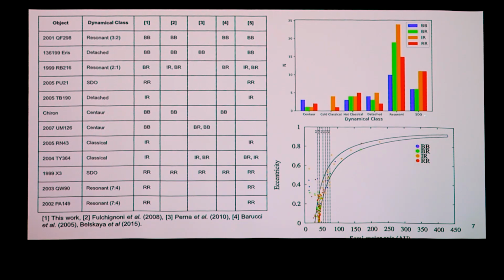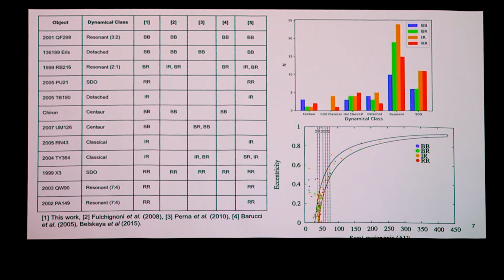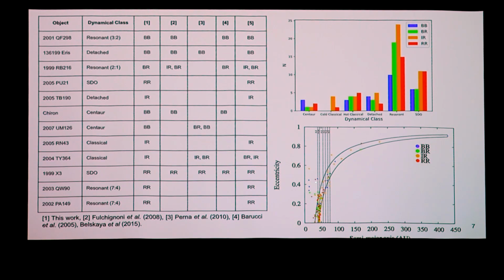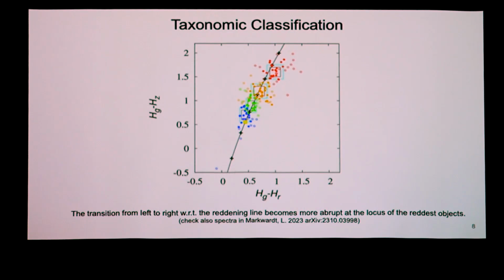Here is mostly a description of our data, but it's interesting to see that all taxonomical classes appear in all the different dynamical classes, with the resonant peaking in the IR, and basically only red objects in the cold classical dynamical class. And here is a semi-major axis versus eccentricity plot. You can say here that for the lower end of the semi-major axis, there are basically blue objects, at least in our sample.